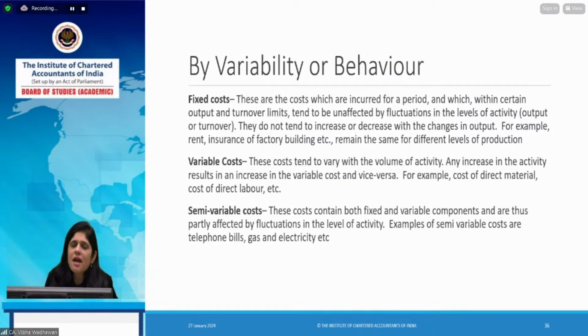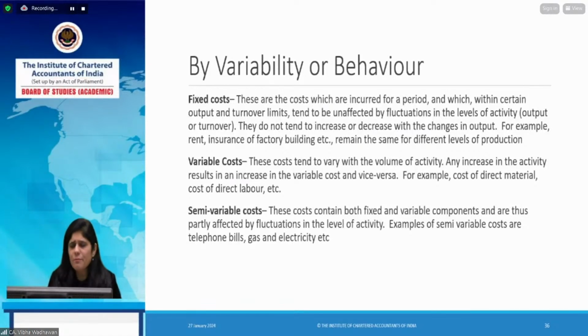The best example for variable cost is raw material. You produce one extra table, that much raw material will be used extra. You produce one less table, accordingly, raw material consumption will also reduce. So variable cost changes with the level of output you produce. Clear? Semi-variable. Semi-variable means it is fixed also and variable also.